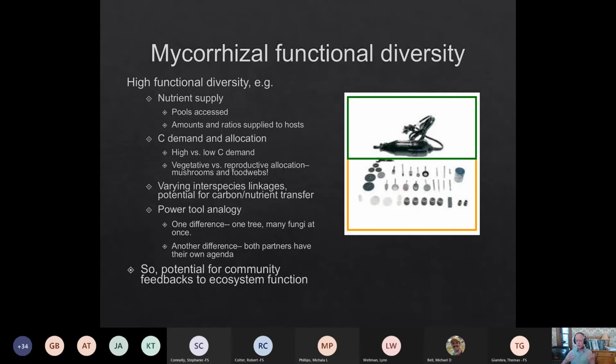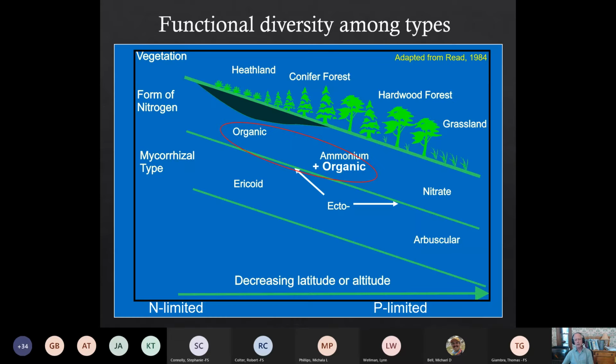So there's potentially for community feedback to ecosystem function. In fact, that's been shown. And just to put ectomycorrhizals in the context of all mycorrhizals from a broad ecosystem perspective, this is a figure from David Read back in the 80s. It's a really nice summary of the broad patterns of where different mycorrhizal types are found. So the ectomycorrhizas are associated largely with conifer and hardwood forests, typically in boreal to temperate ecosystems in mid latitudes, where the systems tend to be a little more nitrogen limited.